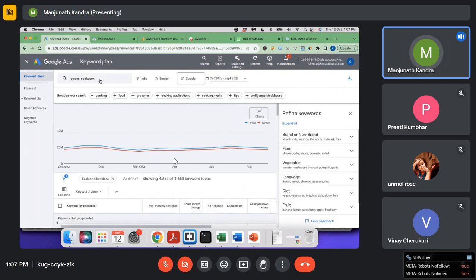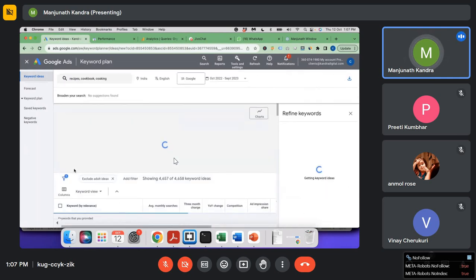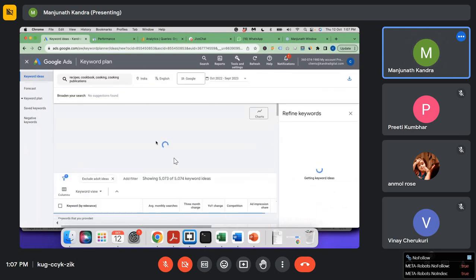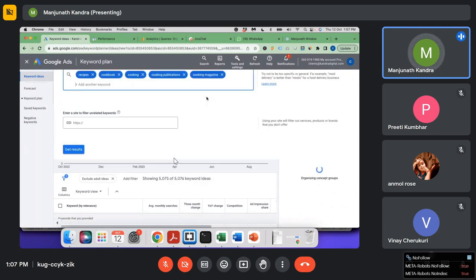Now I'm changing it. Anything else you want to update, Pitambar? Do you want to put some other keyword? Cooking, get results. Cooking publications, get results. Cooking magazine, get results.